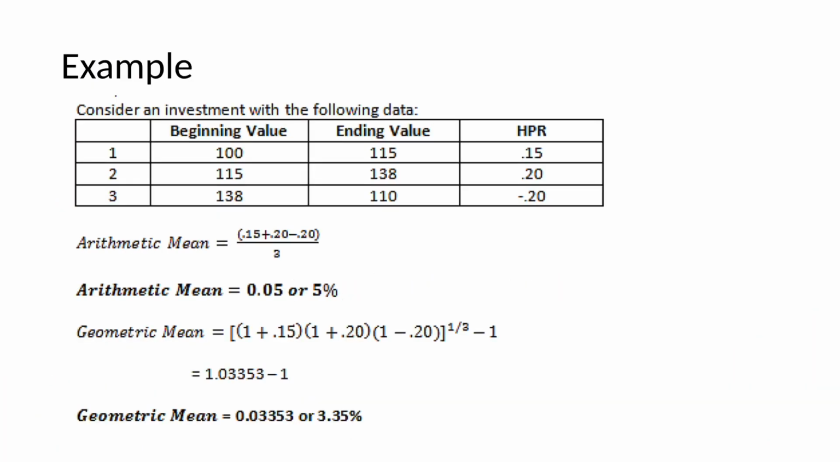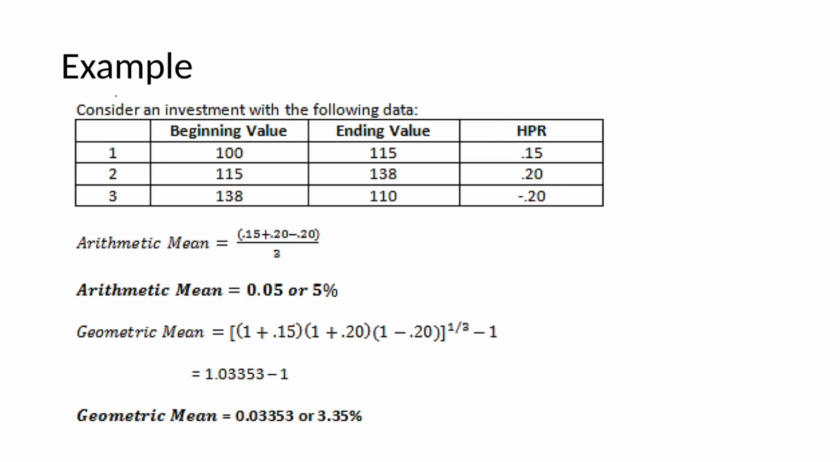Let us now move on to an example. Consider an investment with the following data. On the first year, the beginning value of the investment is 100 and ending value of 115. On the second year, we have a beginning value of 115 and ending value of 138. On the third year, the beginning value is 138 and the ending value is 110.